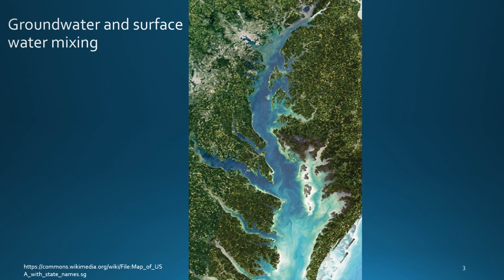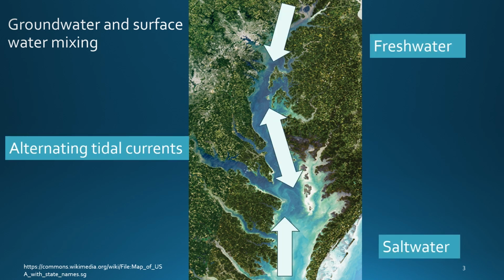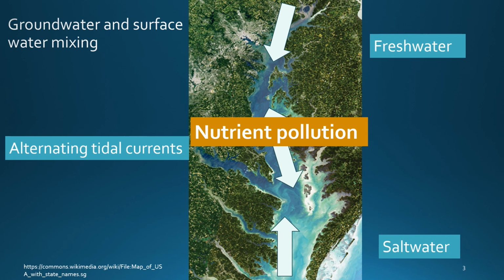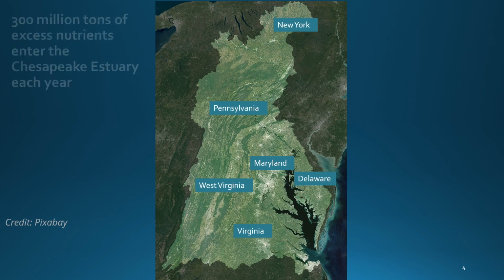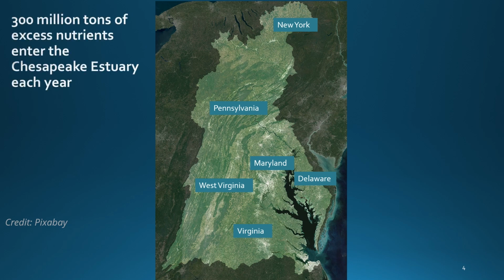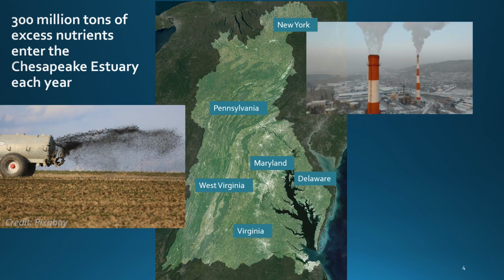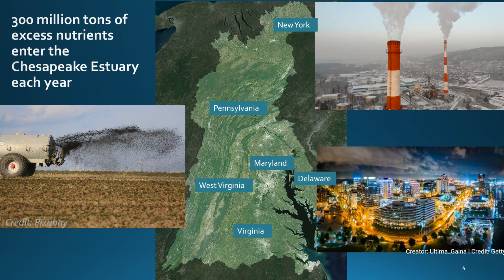This has been well studied in rivers and streams, but not in estuary environments where freshwater meets saltwater through alternating tidal currents. Surface water in estuaries tends to be highly polluted, particularly with nutrient pollution. The Chesapeake Bay has a vast watershed spanning 6 states and emptying 300 million tons of excess nutrients into the estuary every year. These nutrients come from fertilizer from farming, industrial emissions, and sewage from urban environments.